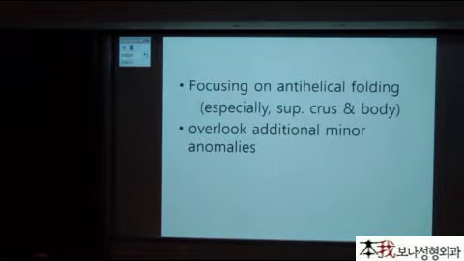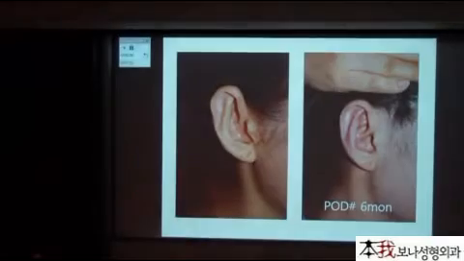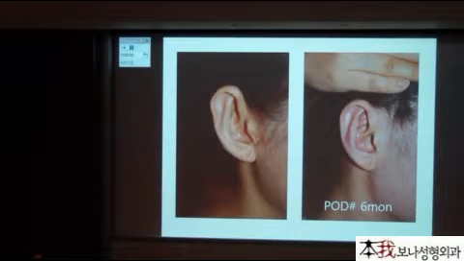Most surgeons have a tendency to focus on anthelix folding, especially of the superior crus and body, for correction of prominent ears. But a satisfactory result cannot be obtained if the above-mentioned minor anomalies are overlooked. Here are the slides that support the above-mentioned comment.